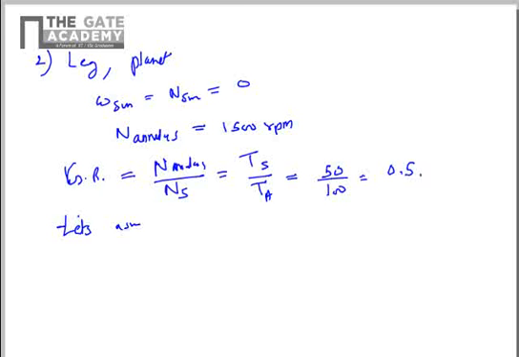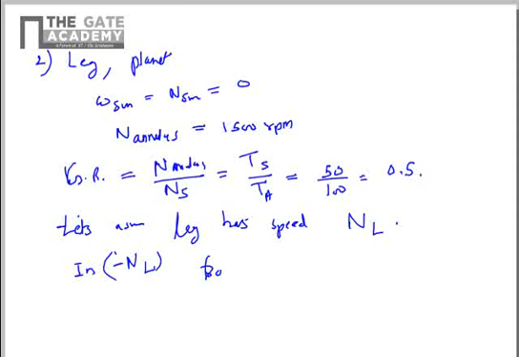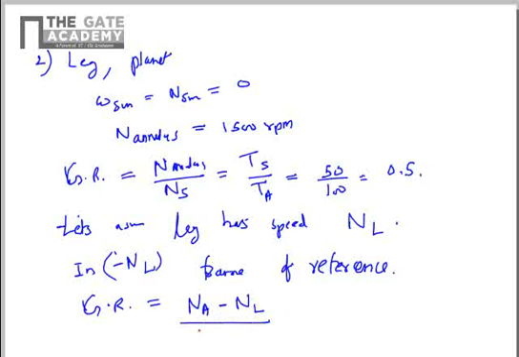Let's assume that the leg has an angular speed of NL. So we'll consider the minus NL frame of reference. We will get the gear ratio, since the annulus is the input, as n annulus minus NL, because this will be the speed of the annulus in the minus NL frame of reference, and the speed of the sun will be ns minus NL. So we will substitute the values.